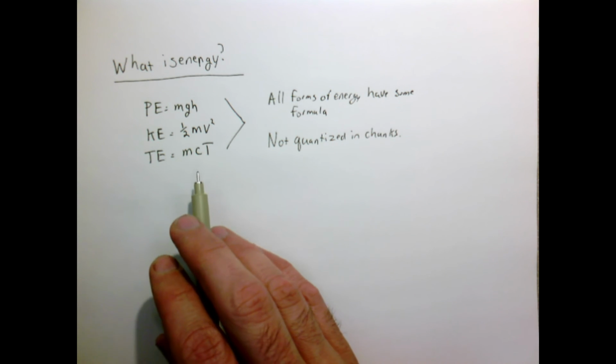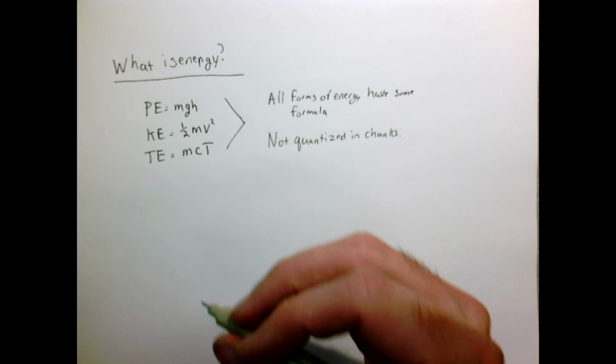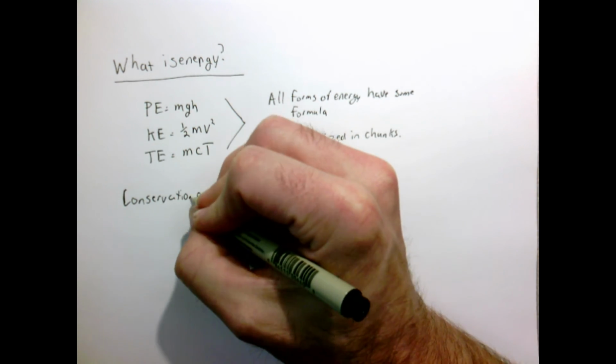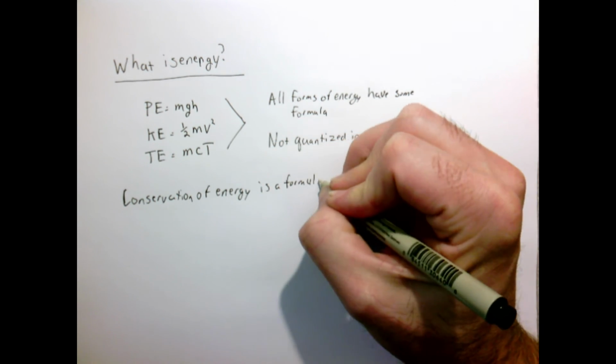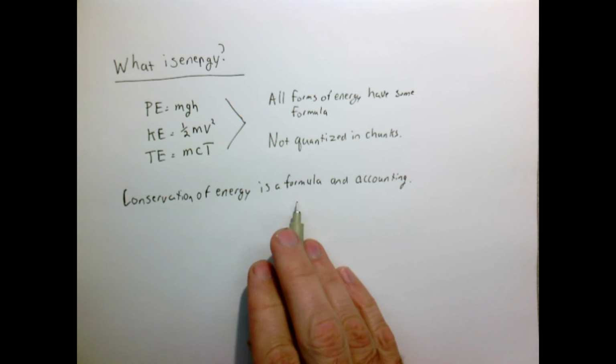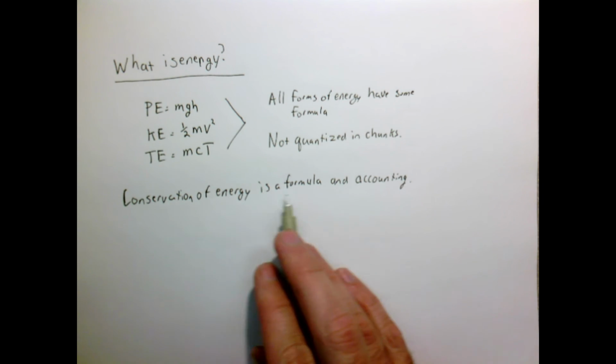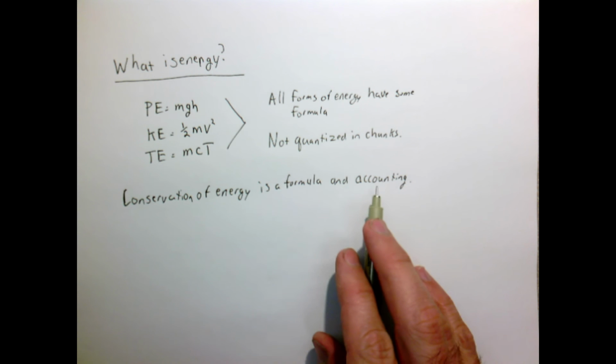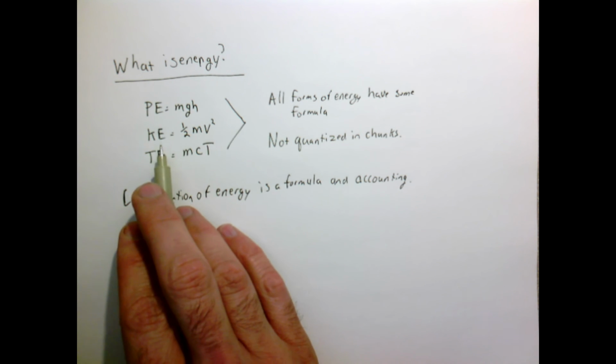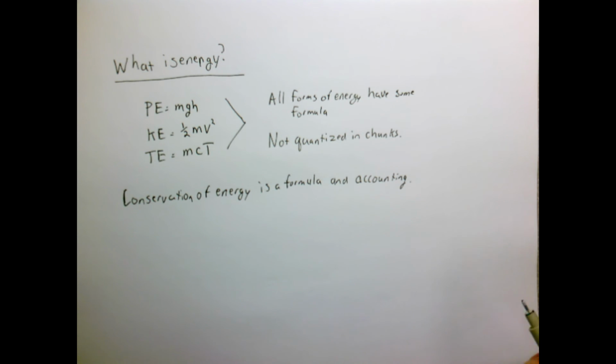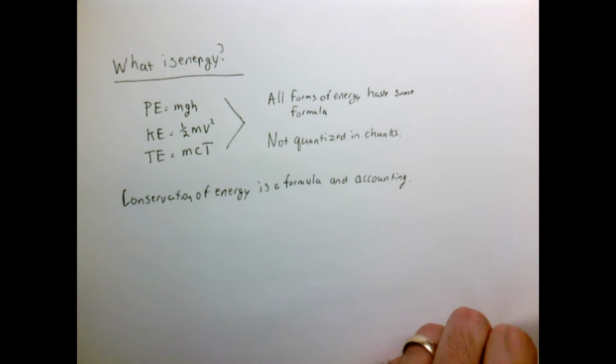And so what we really have with energy is not really anything at all. What we really have is that conservation of energy is nothing more than a formula and an accounting rule. So all our forms of energy, we have some formula for it. And when we sum them all up, we have to get that things balance out. So if we lose energy from one form, it goes into another. And so we really don't have anything here other than energy being a mathematical formula.